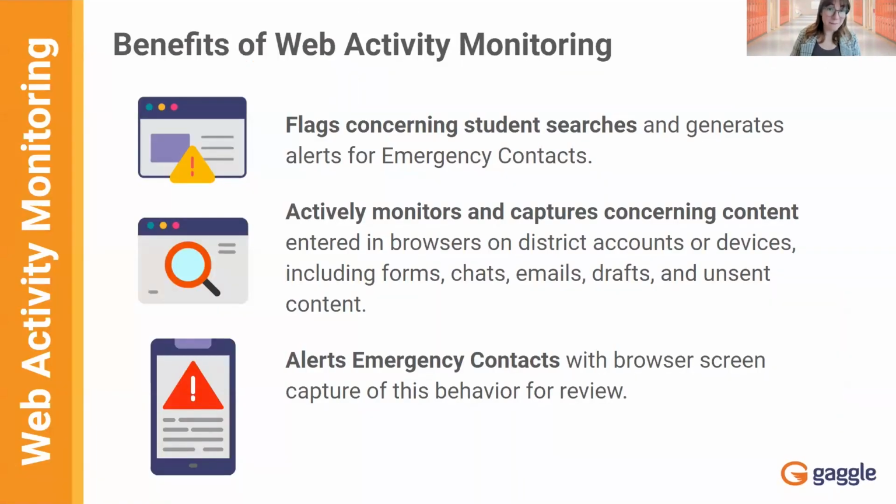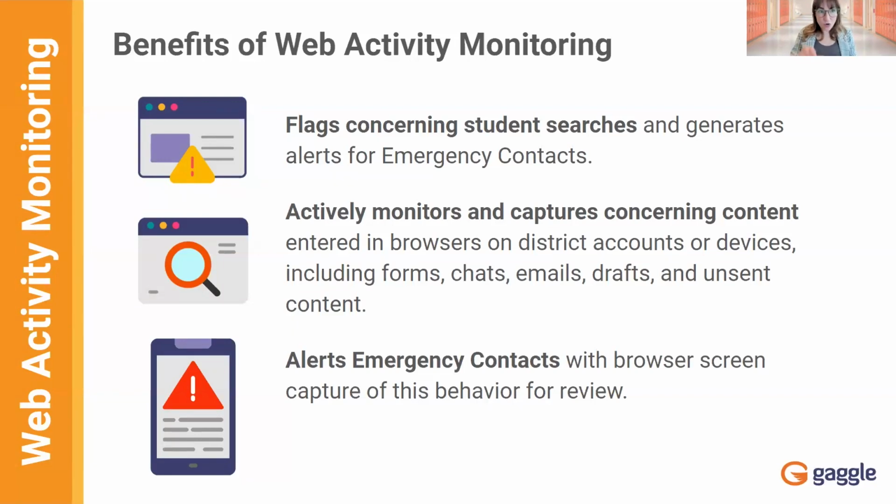So there are many, many benefits that this web activity monitoring can bring. Right now, it is available on Chrome and on Edge, and it is going to be available on Safari no later than June 1st. And what our web activity monitoring does is flag concerning content, flag concerning searches, and generate alerts for emergency contacts. It is actively monitoring and capturing concerning content that is entered into browsers that are drafted.